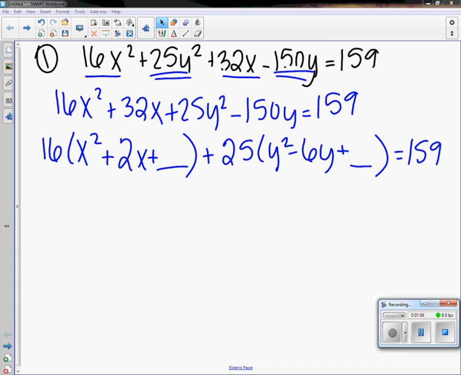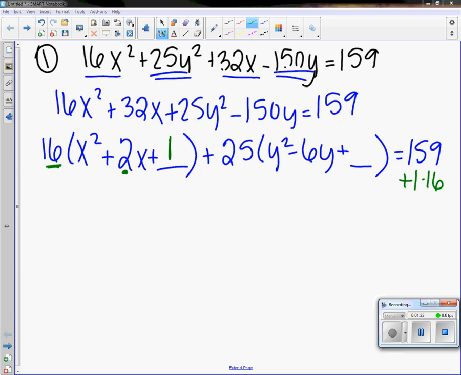Remember guys that I told you, to complete the square, you divide the b term by 2 and square that number. So this b term is 2. I'm going to divide that by 2, which is 1. When I square that, I get 1. So it's completing the square there. But now I'm adding 1 times the 16 to the other side of the equation.